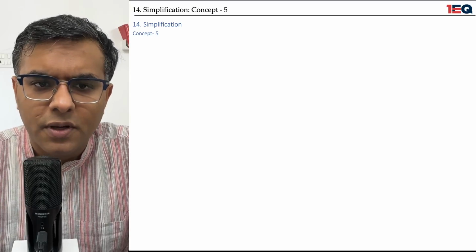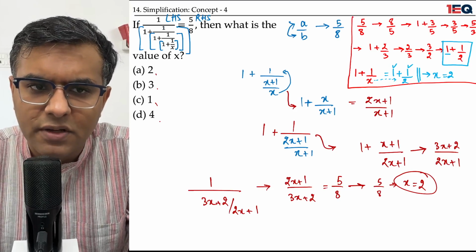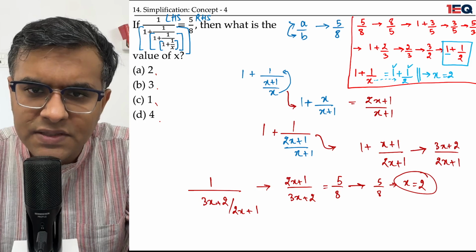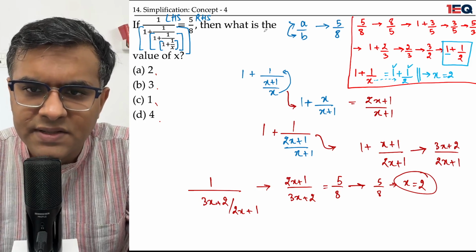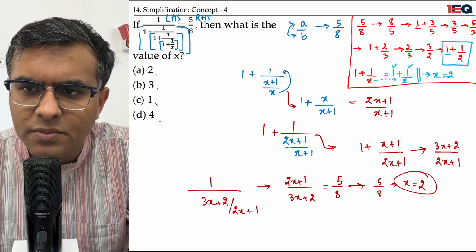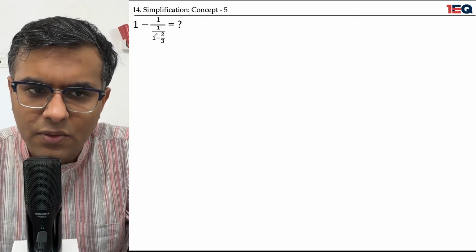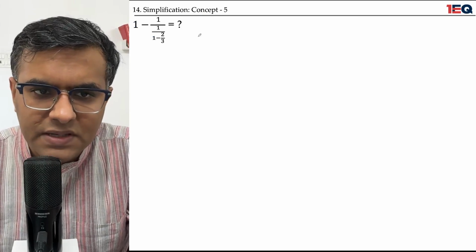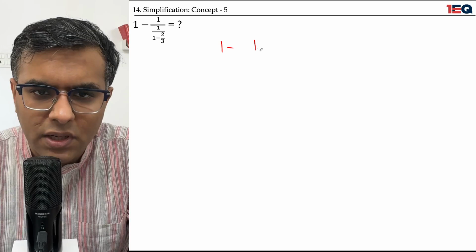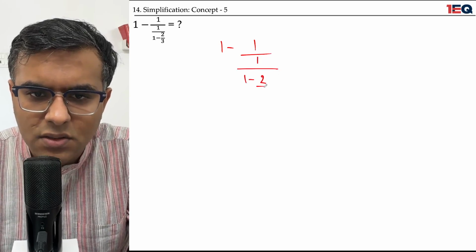So now we're talking about concept number 5 of simplification. In the fourth concept, we've already learned that LHS has to be equal to RHS, where we constantly flip the RHS so as to get all the numbers which are there in the LHS. A similar concept is going to turn up over here. This is the first simplification question. It says 1 minus 1 whole upon 1 divided by 1 minus 2 by 3.